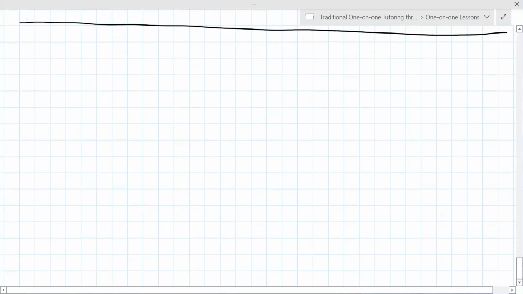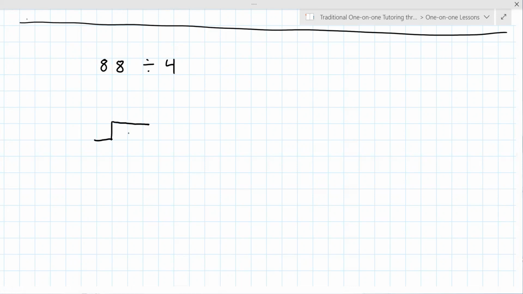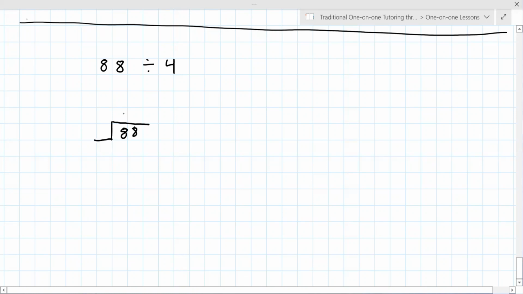Let's say we want to do, where do we want to go next? Okay, let's go 88 divided by 4. So what number, Michael, goes inside the house and what number goes outside the house? 88 goes in the house. That's right. And 4 goes out the house. Okay, that's right.